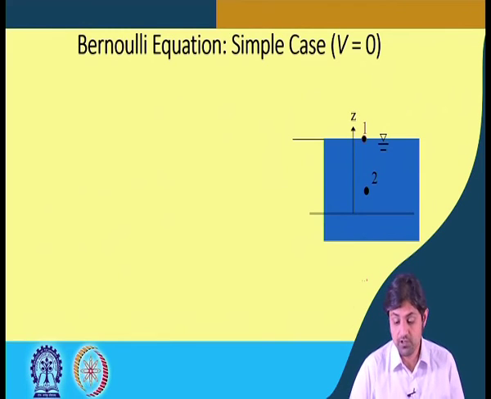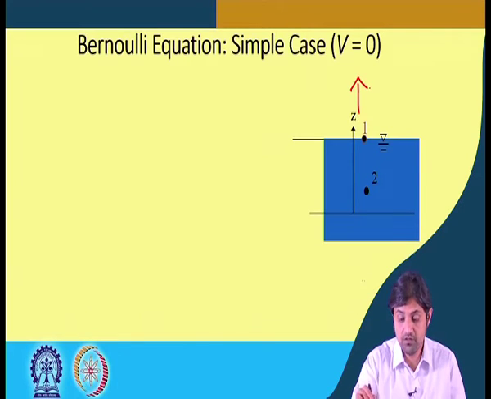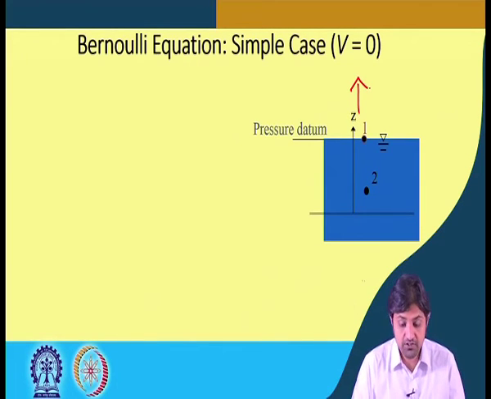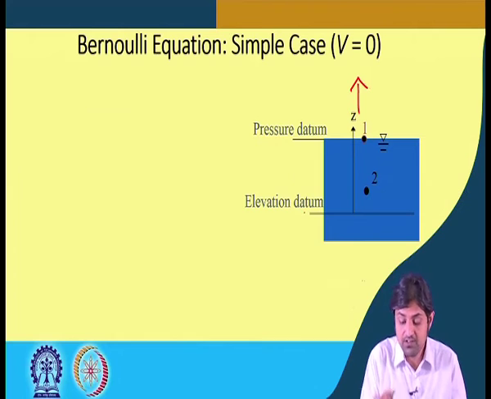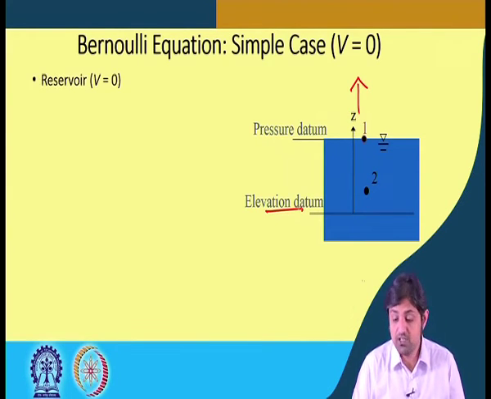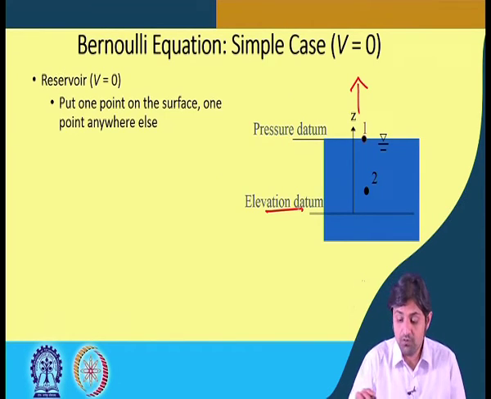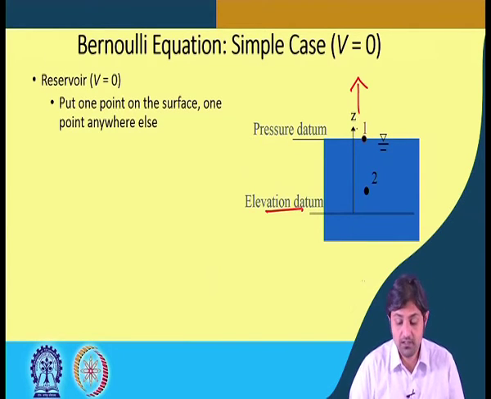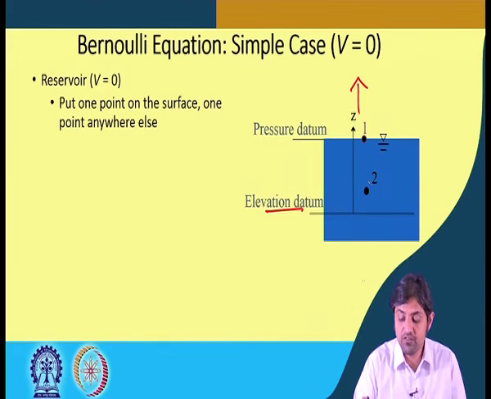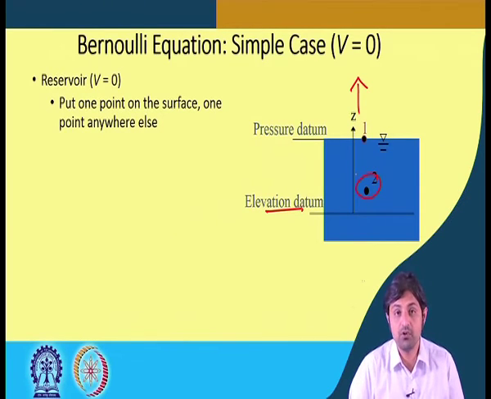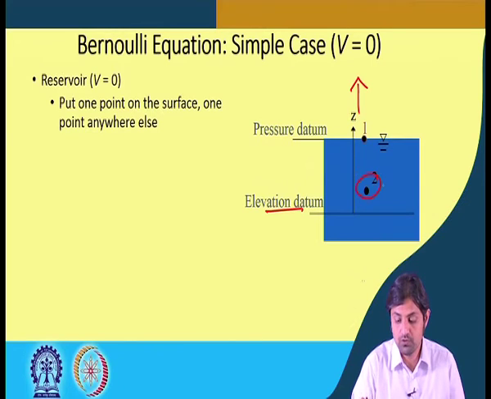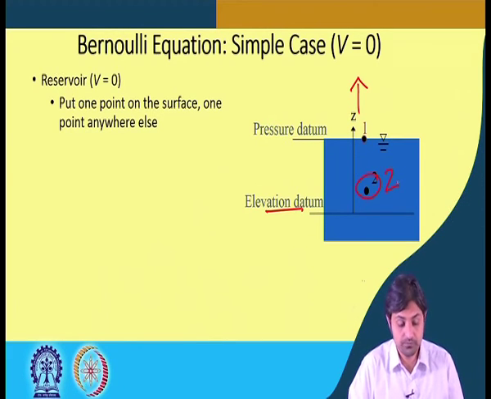Okay. So now proceeding forward, first simple case, very simple case where V is equal to 0. So this is point 1 and this is point 2, Z direction is shown as above. This is pressure datum and this is elevation datum. Reservoir means V is equal to 0. Okay. So now, as I said, this point 1 has been put on the surface and we can put point 2 anywhere. We have decided to put it at this random point, point number 2.